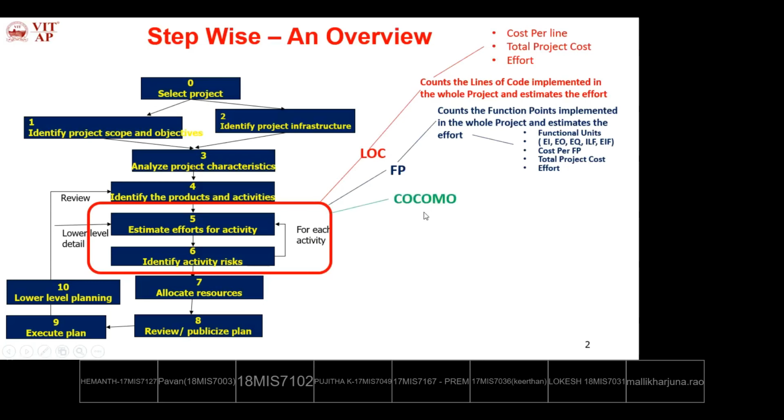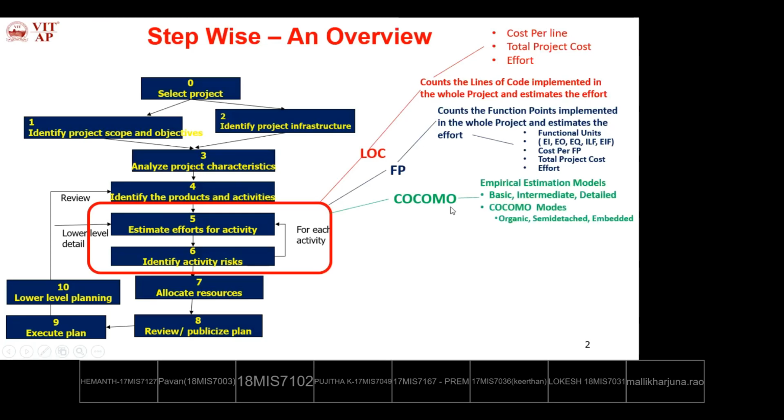Then the third methodology: COCOMO models, constructive cost models. These are also called empirical estimation methodologies. These are useful to estimate the effort in order to complete the project on time. COCOMO models are useful to estimate the effort effectively. Empirical estimation models are used to estimate the effort effectively.